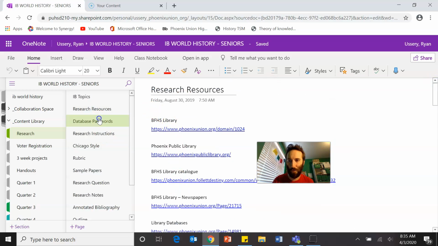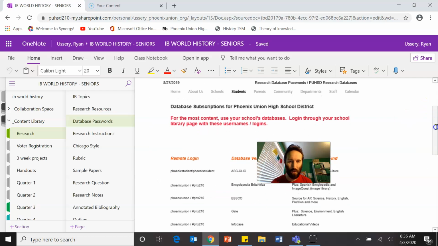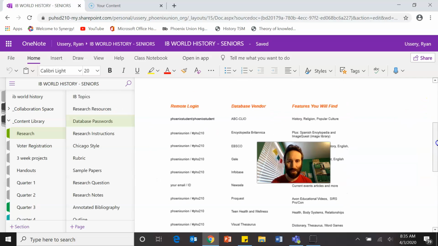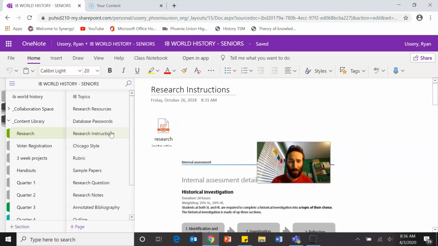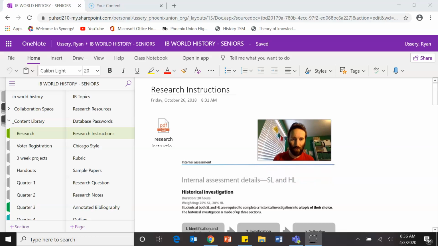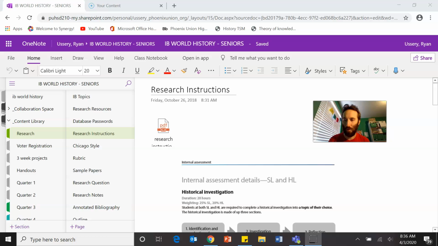Some of them require passwords. Here are the database passwords, and there's a little PDF that goes through it all and how to access these resources. The best one's going to be ABC Clio. If you haven't used ABC Clio, you're not doing it right, and you need to get in there and find some good sources. Research instructions is probably the best place to look at because I'm going to kind of walk through with this nice handy little PDF what you need to do to be successful.